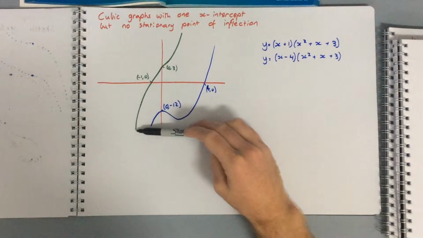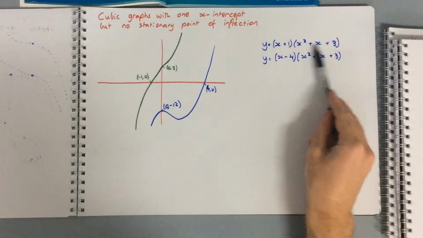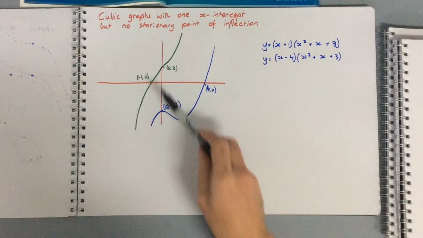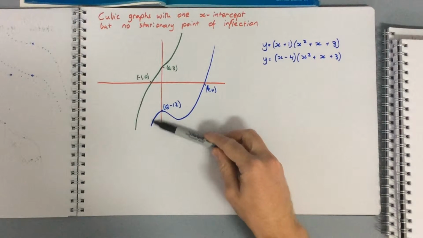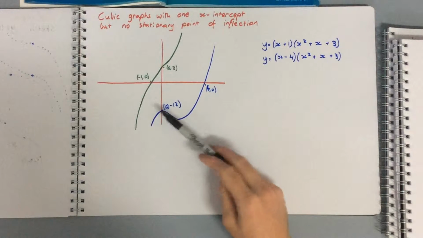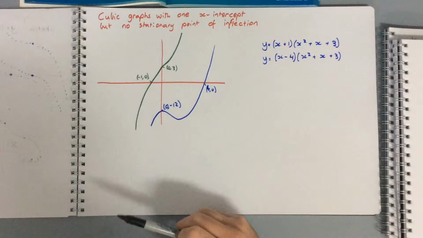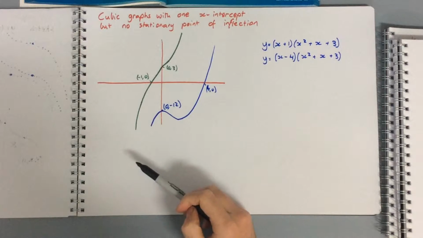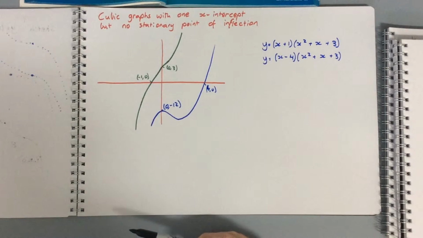So using your calculator, you'll get two graphs that look like this. So first one, x plus 1, x squared plus x plus 3, looks like this. Okay, we've got no stationary point of inflection, but we've got one x-intercept. The other one goes a bit up and down, and there's again no stationary point of inflection, but we've got one x-intercept, one y-intercept, and we'll look at finding the turning points later on, but at the moment, calculator is our best friend there.